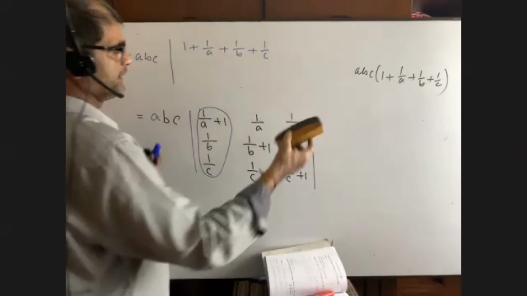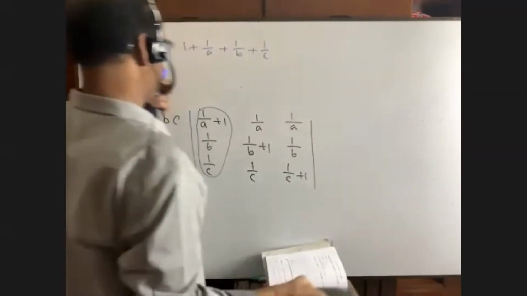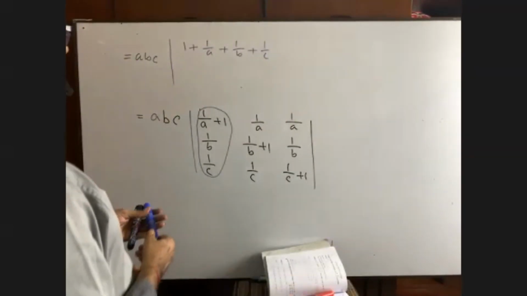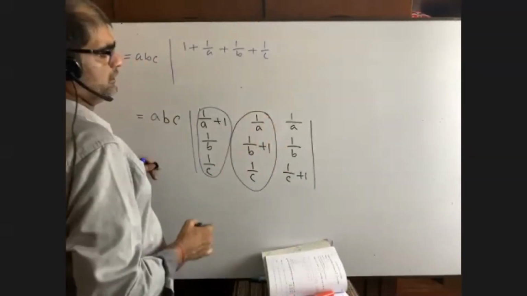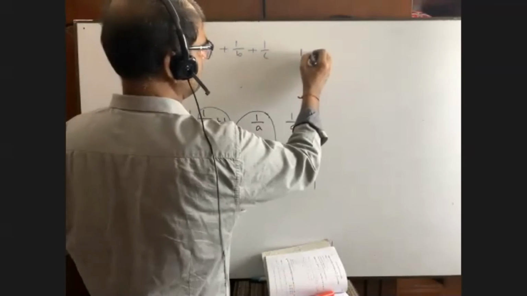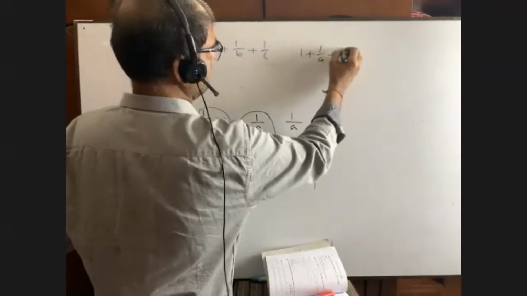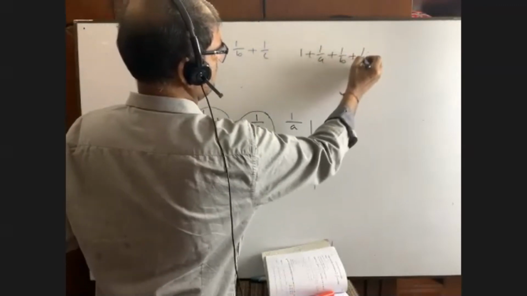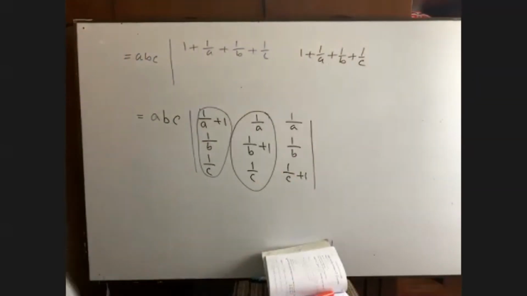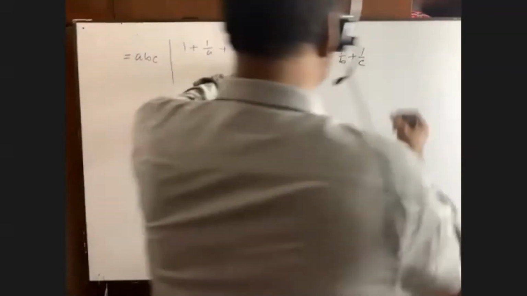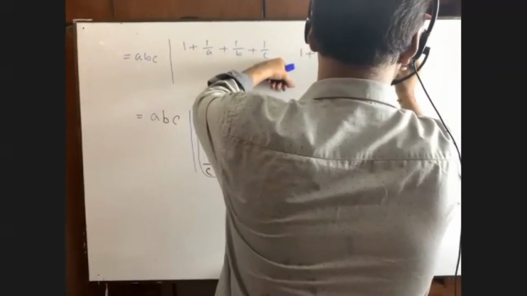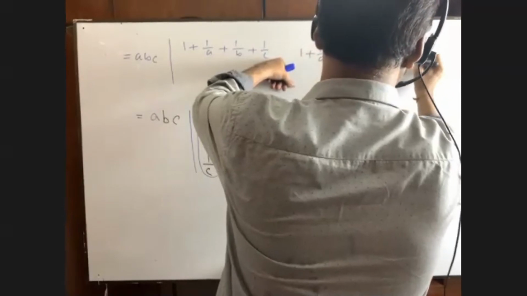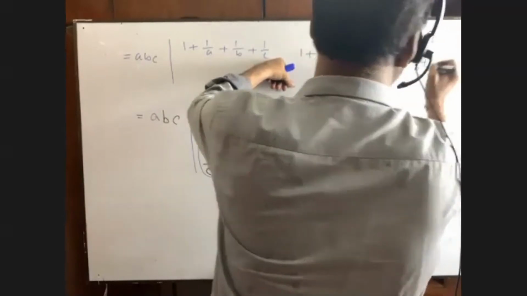Then what should I get in the second column? Same thing. I am going to add all this. Then we can write 1 plus 1 by A, 1 by B, 1 by C, right? And in the third column, we'll get the same: 1 plus 1 by A, 1 by B, and 1 by C.